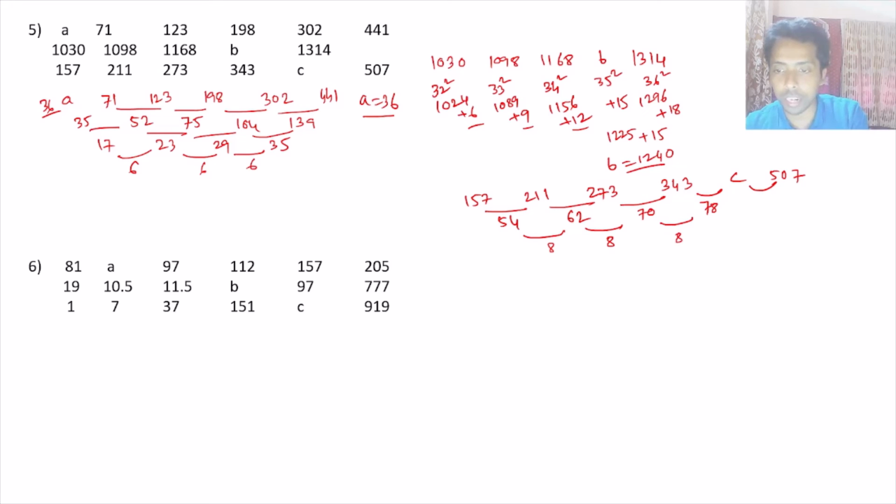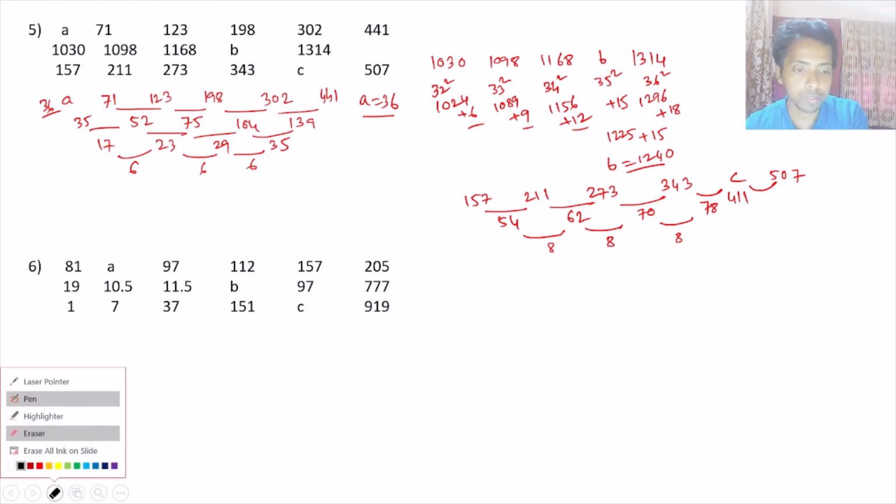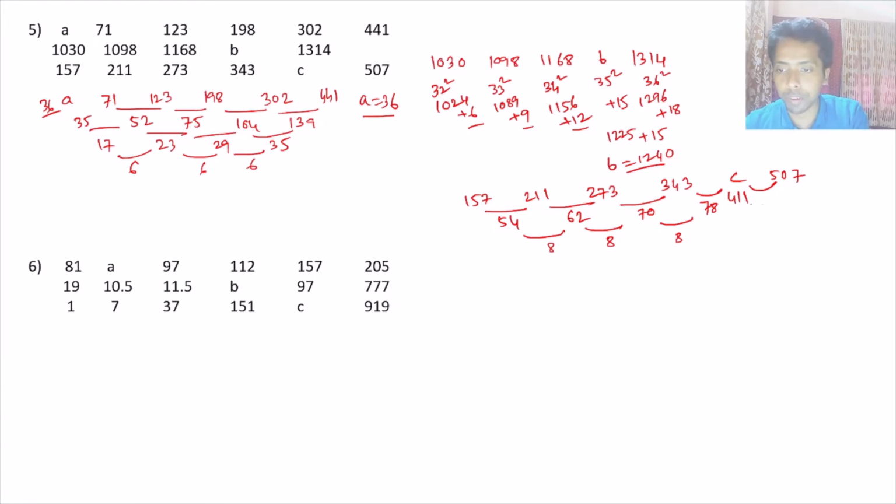This 78 means 411. If this is 411, what's the difference here? Not from the 78, but from the 411. Right, 411 to 507. That means 86. Yes, 86 satisfied. Again, the constant difference 8 here.